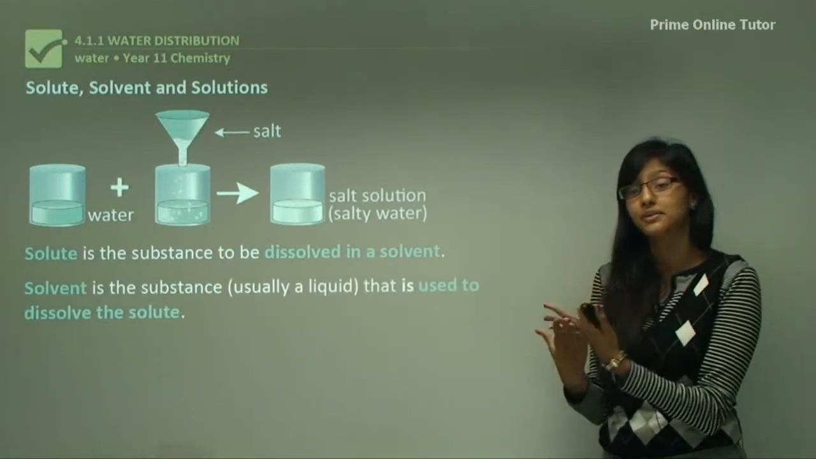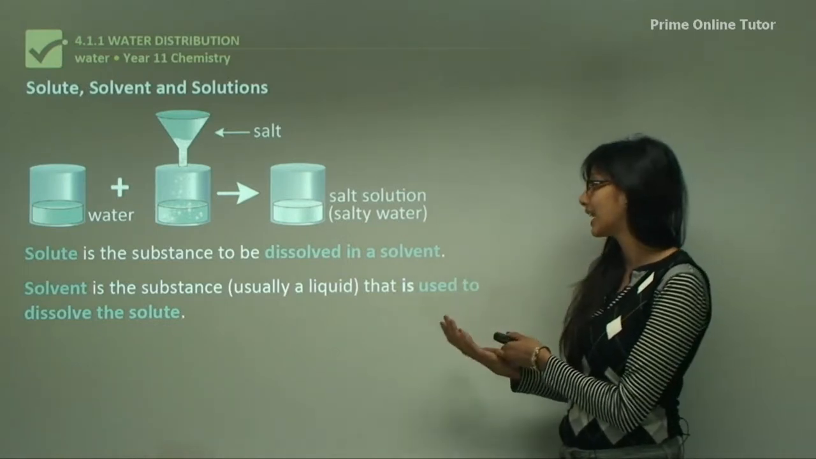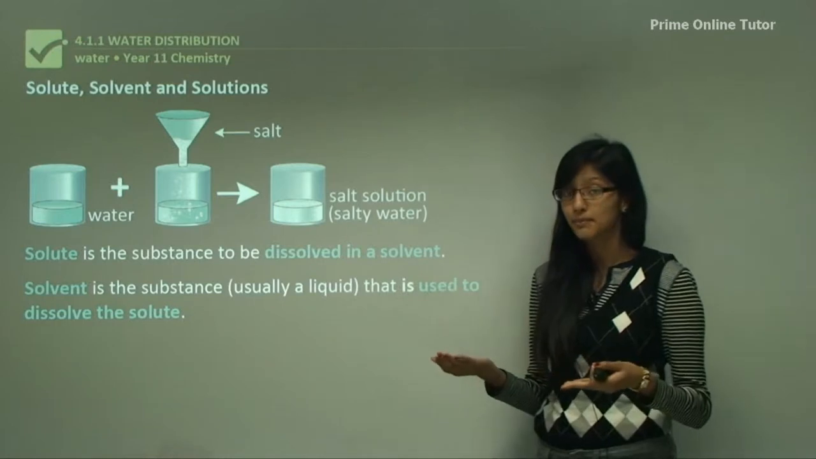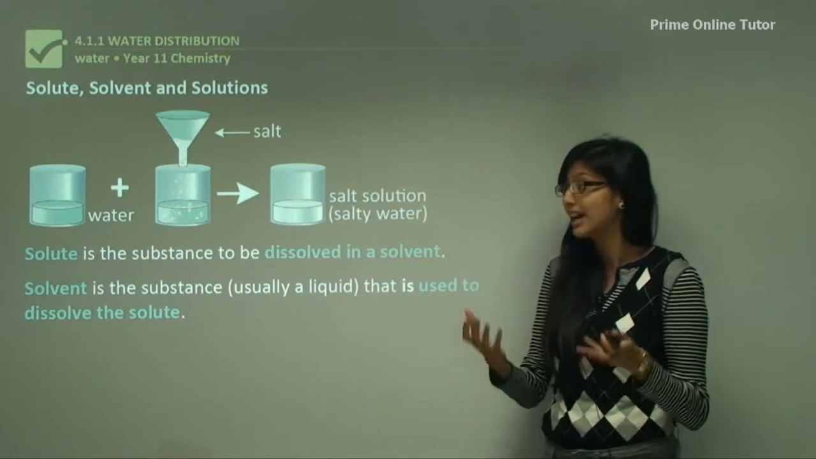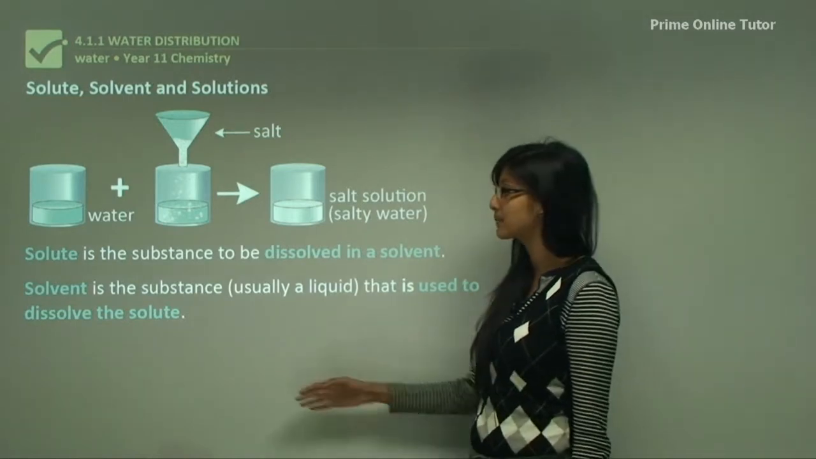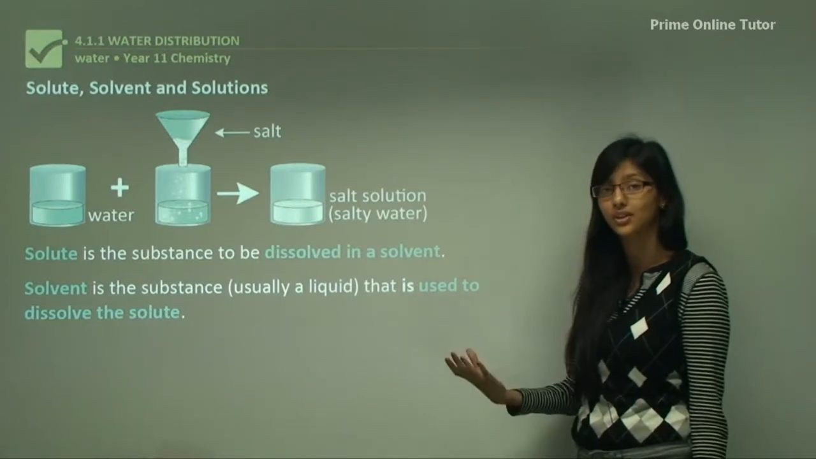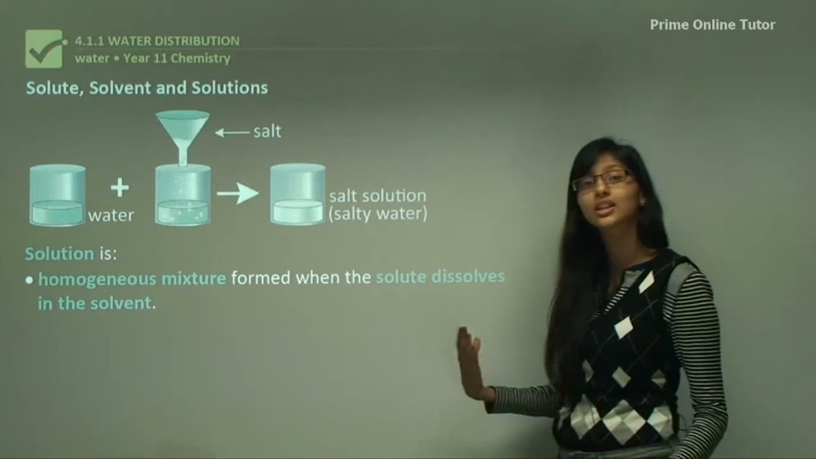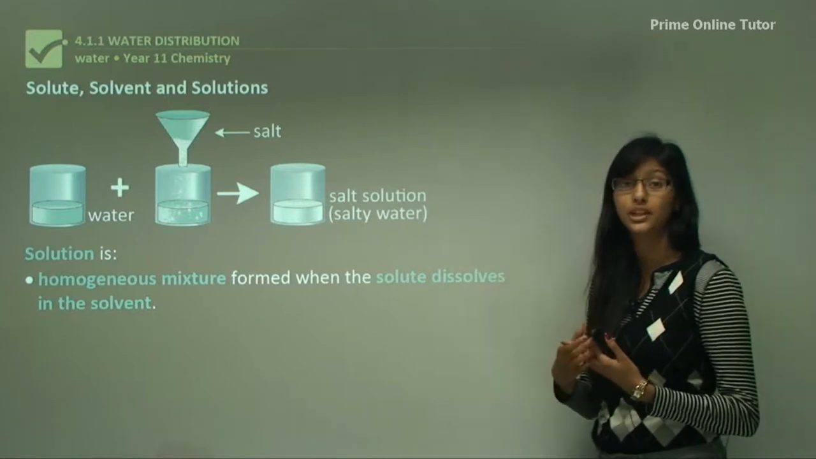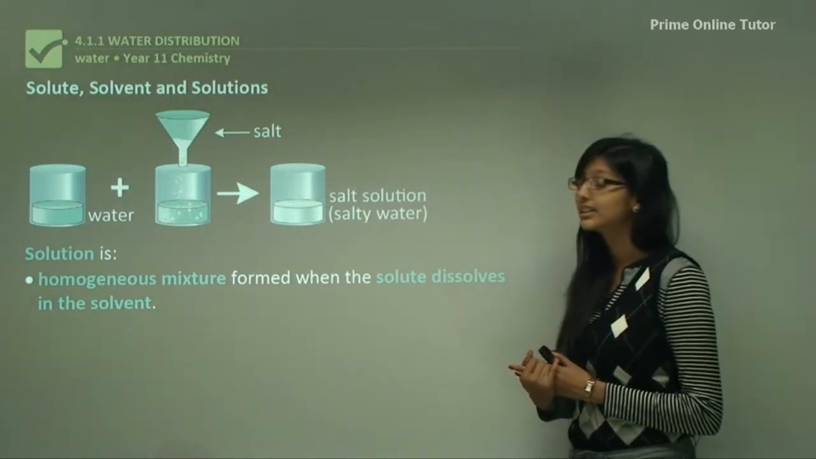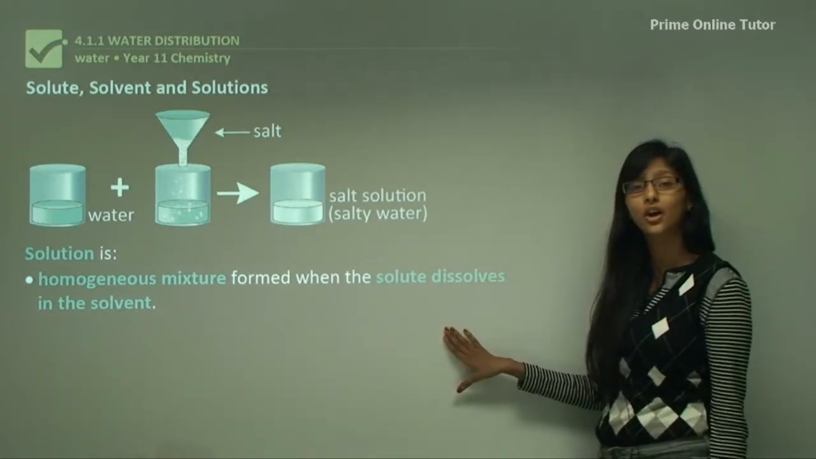And what about a solvent? A solvent is a substance, usually a liquid, but not always, that is used to dissolve the solute. And if you remember, your water actually caused your salt crystals to disappear. That means your solvent in this experiment will be water, because it is the substance that is used to dissolve the solute salt. And the solution that you get from this mixture is your salt solution, the salty water, which would be a clear solution when you conduct this experiment. And the definition of a solution is a homogeneous mixture formed when the solute dissolves in the solvent.